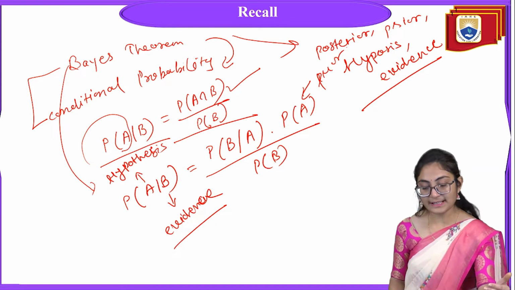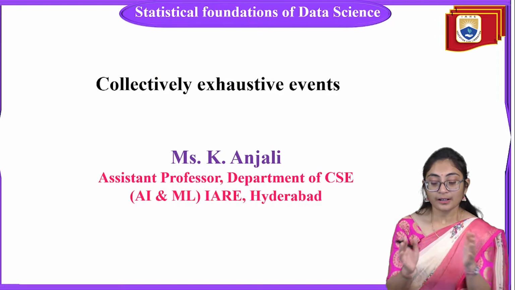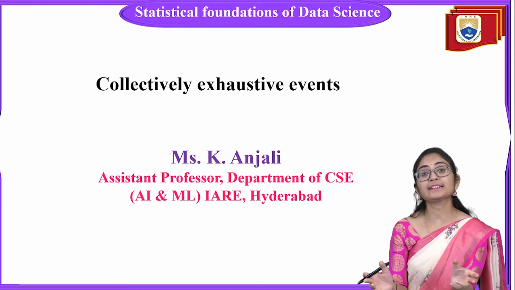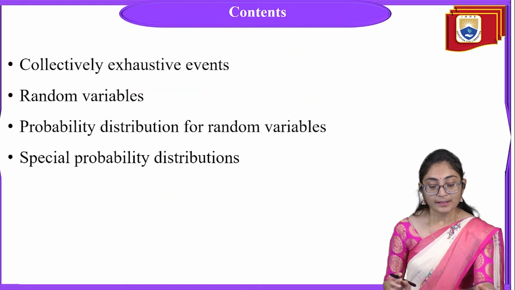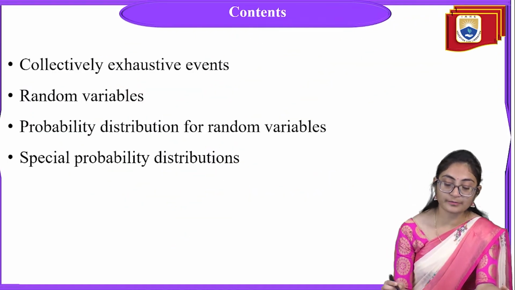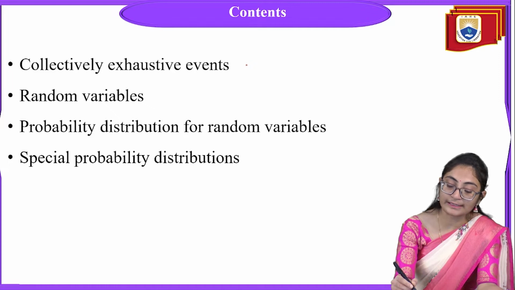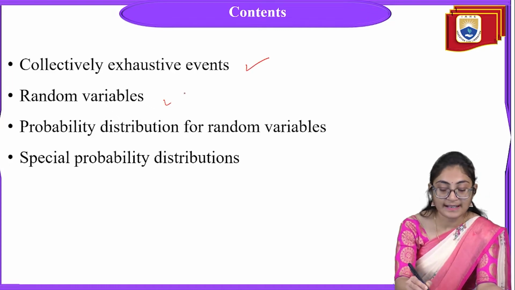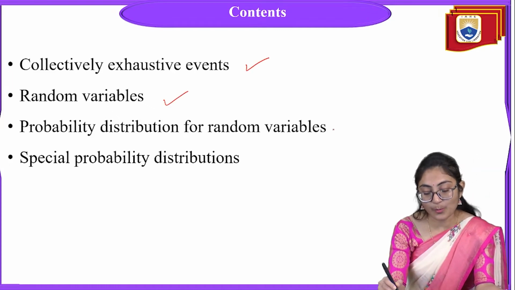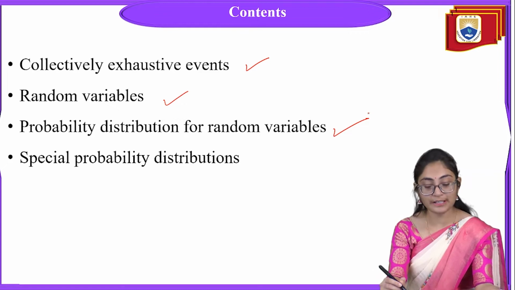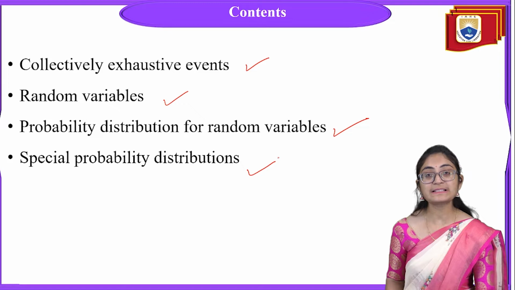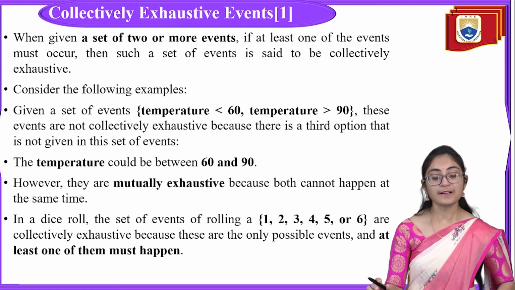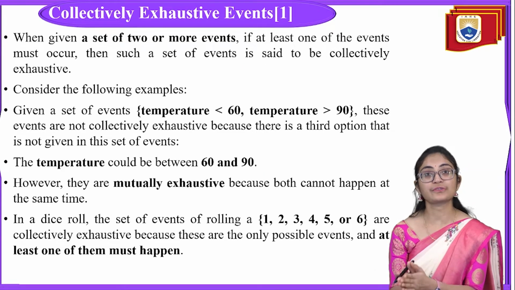Now we will learn about collectively exhaustive events. This topic contains collectively exhaustive events, random variables, probability distribution for random variables, and spatial probability distributions. Now we will see one by one. First, collectively exhaustive events.